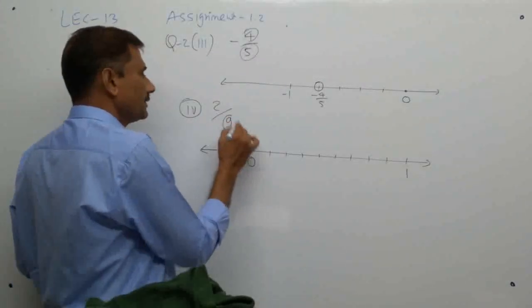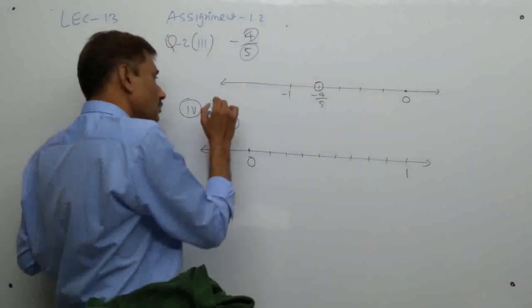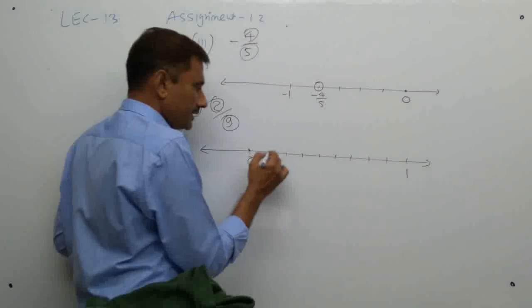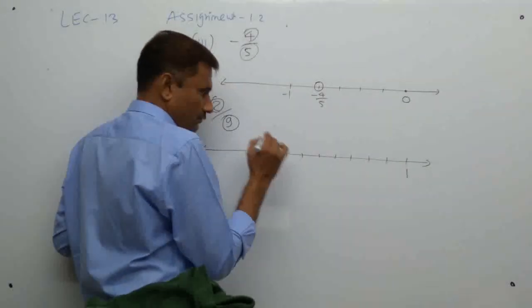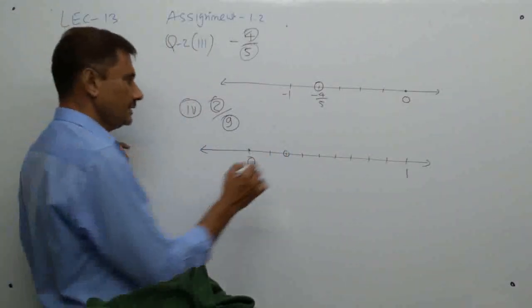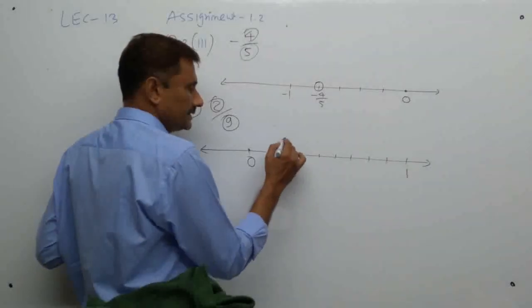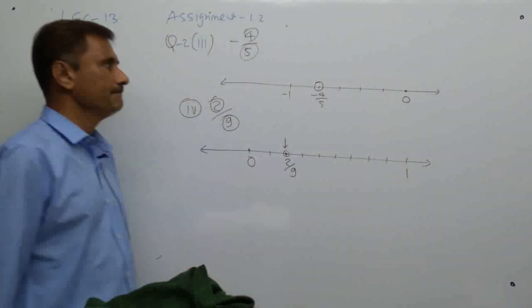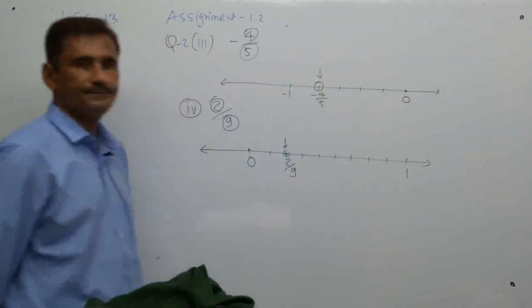According to the denominator, I divided the gap into 9 equal parts. Now according to the numerator, locate its point. From 0, 2 steps ahead. So it will be 2 by 9. You just denote it that way here. Otherwise you can make an arrow also, so that it shows exactly where it is.